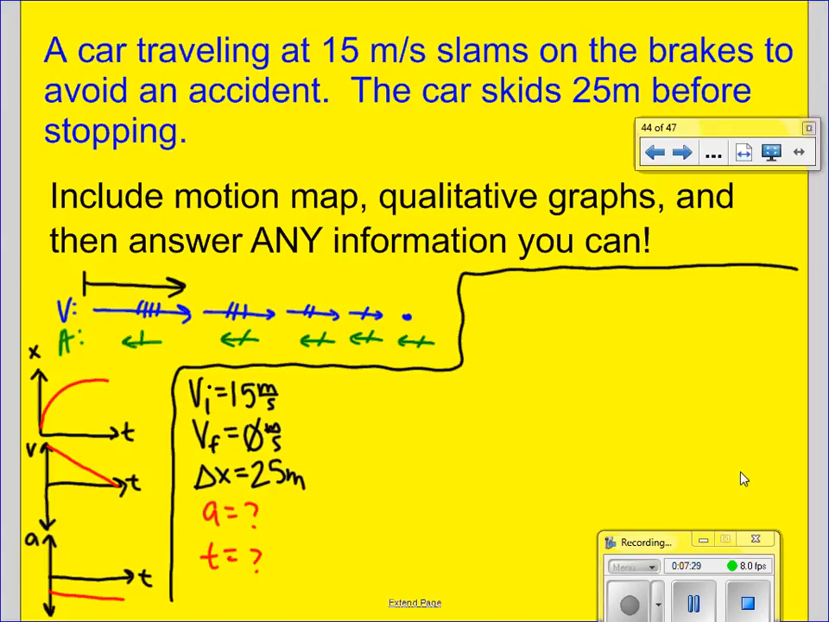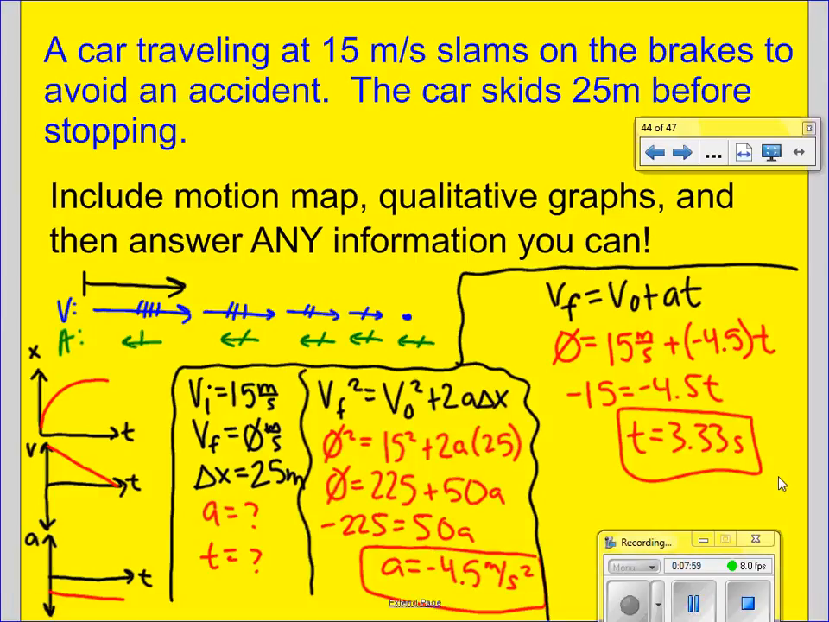Finally, you'll see in the boxed area is my information that I know. I know the car is traveling at 15 meters per second initially. Its final must be 0 since it is stopping. And it went 25 meters in that stopping process. Two things that I can solve for are acceleration and time. I'm going to go ahead and pause the video again and allow you to try to figure out which kinematic equations to use, and then hit play to reveal the answers.